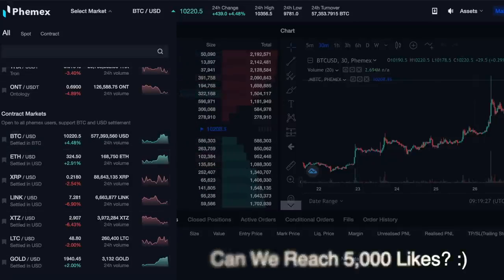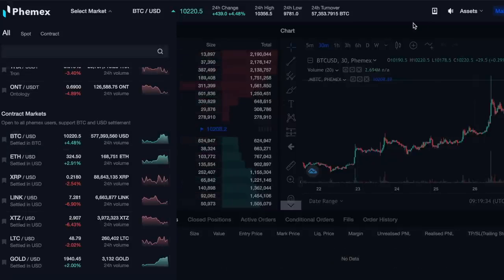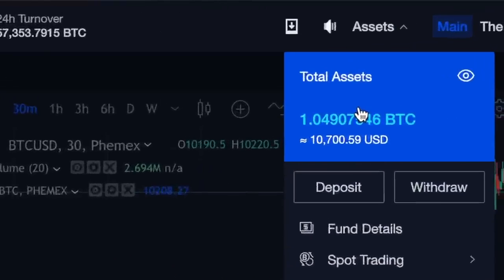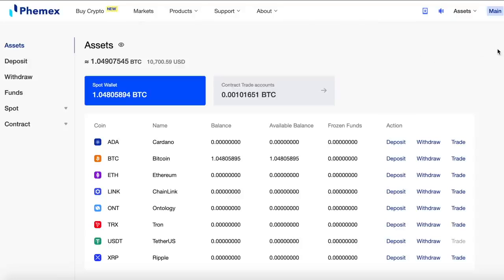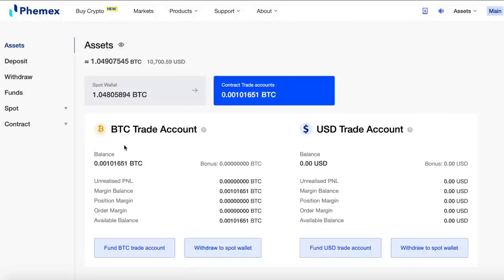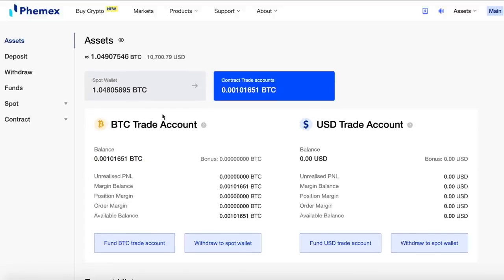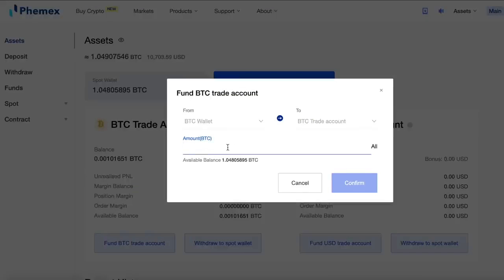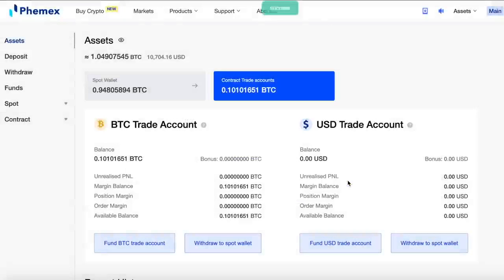So remember this, and let's go back to the previous page. We go back there by clicking assets, we click right there, and now we're back here. So the spot wallet is for spot trading, and if we click again here on contract trading, we can see that we have zero balance in our Bitcoin account. Well, if you want to trade the Bitcoin against the US dollar pair, then you have to fund this Bitcoin account. So I just click here, and let's say I want to fund it with 0.1 Bitcoin. I click confirm, and there you go. Now the balance is 0.1, and I can start trading Bitcoin.